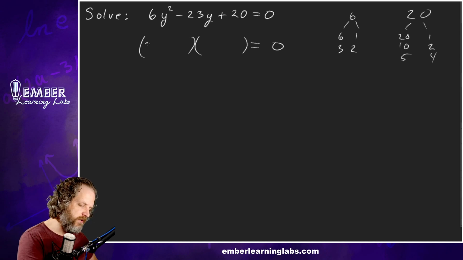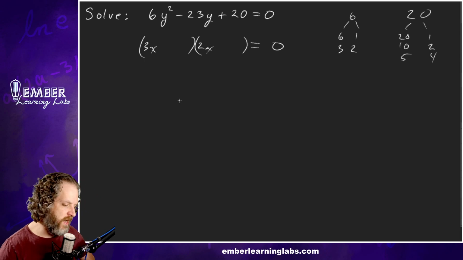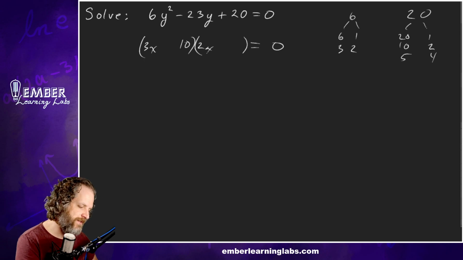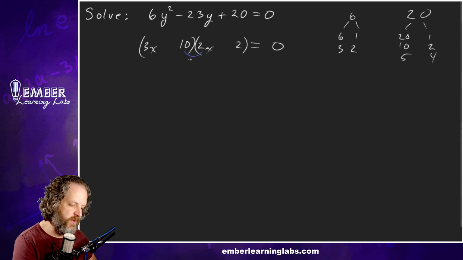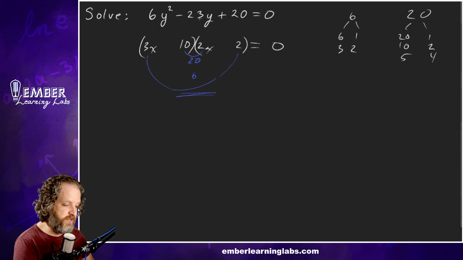Let's try 3 and 2. 3x and 2x. And let's try 10 and 2. I don't know, maybe. 10 and 2. Let's do our smiley face. Smiley face in here. 10 times 2 is 20. And then our mouth. 3 times 2 is 6. Can we add or subtract those? Get the middle term, so negative 23.